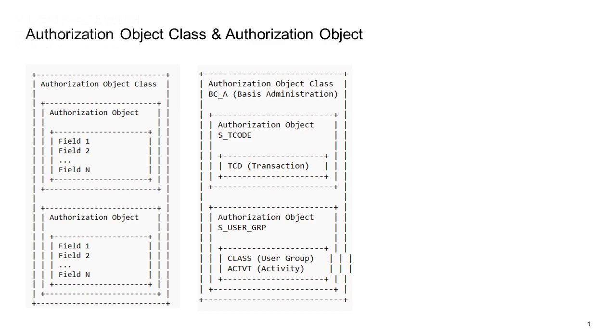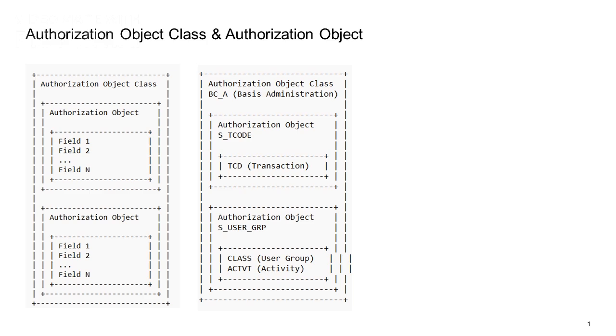First up, let's talk about authorization object classes. These are containers that group related authorization objects. For example, BC_A, Basis Administration, is a class containing objects for basis-related tasks. What is an authorization object? Next, we have the authorization object itself. This defines a set of fields, each of which is checked when authorizations are evaluated.